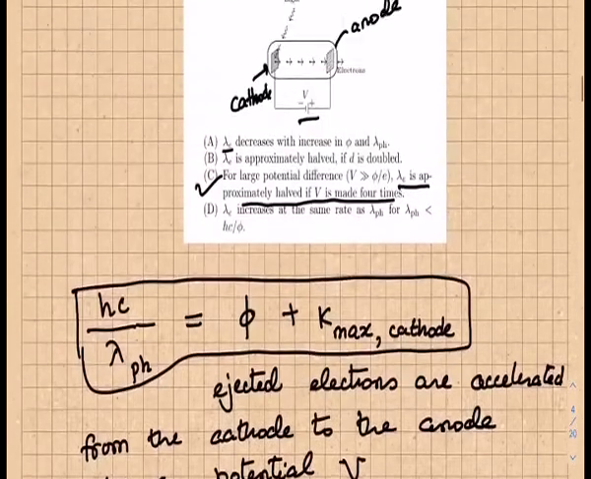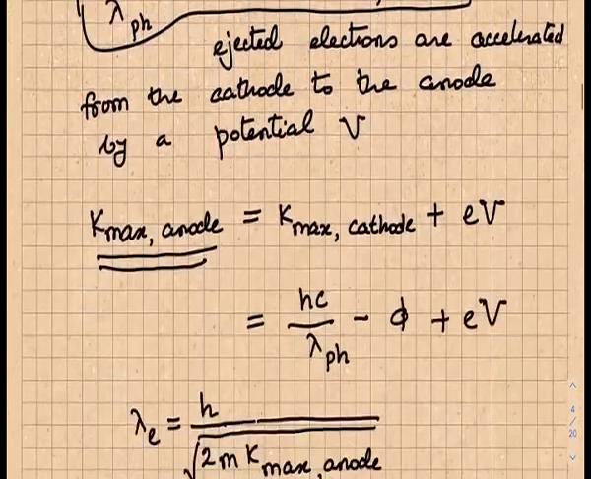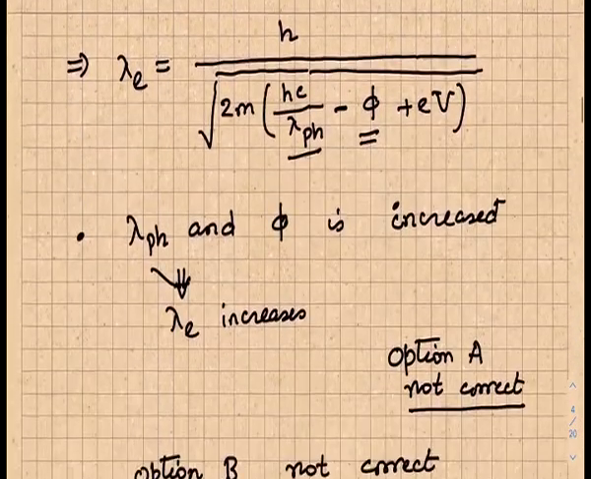What about the last option? Lambda e increases at the same rate as lambda PH for lambda PH less than this. Now this is interesting, because it says that as lambda PH increases, lambda e also increases, and that is basically a kind of linear relationship.